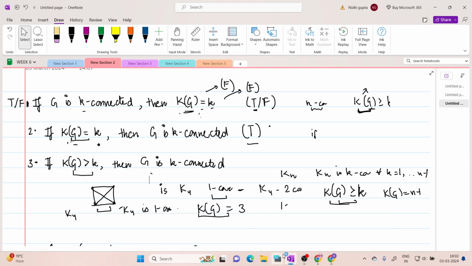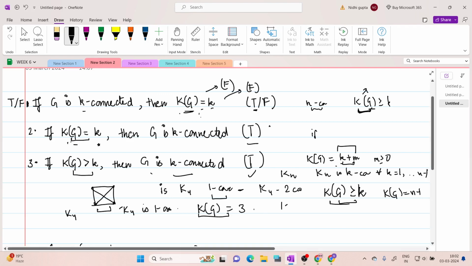True, ma'am. Because if vertex connectivity is greater than k, that means vertex connectivity is some k plus m, where m is a positive number. So that means G is k plus m connected. And if G is k plus m connected, it is also k connected. Therefore, this last statement is also true. So any confusion in any of these statements?